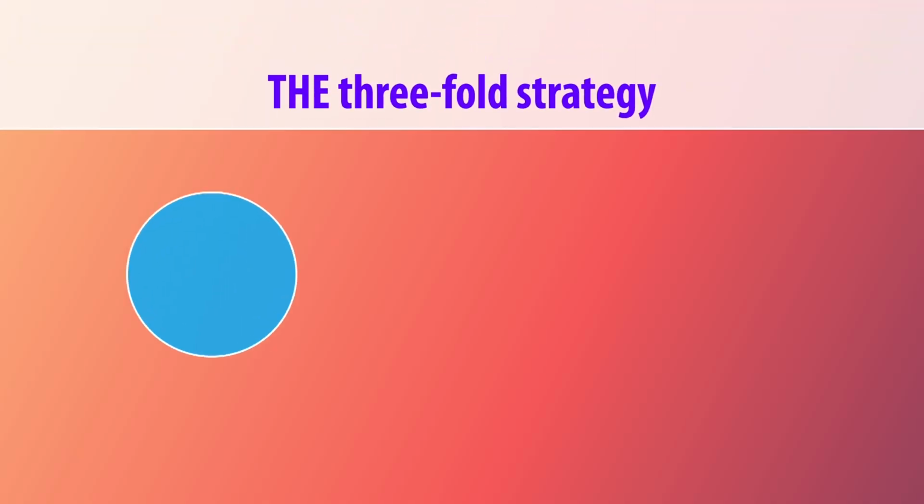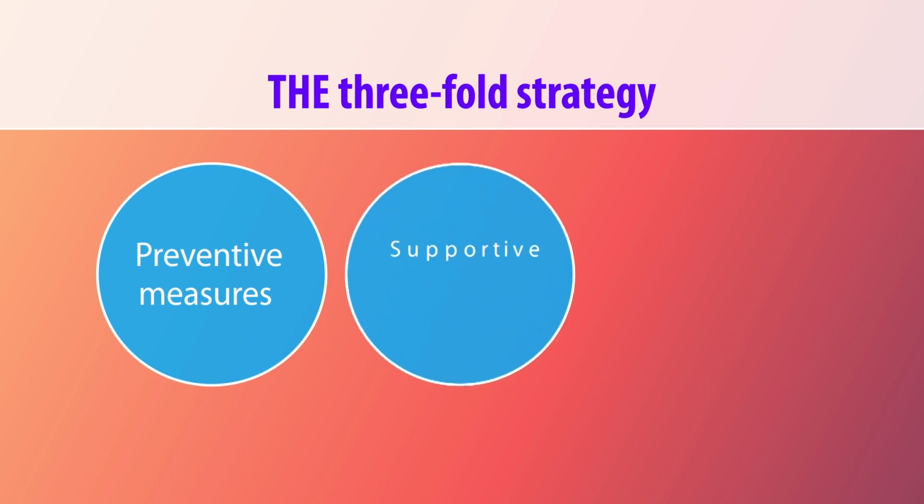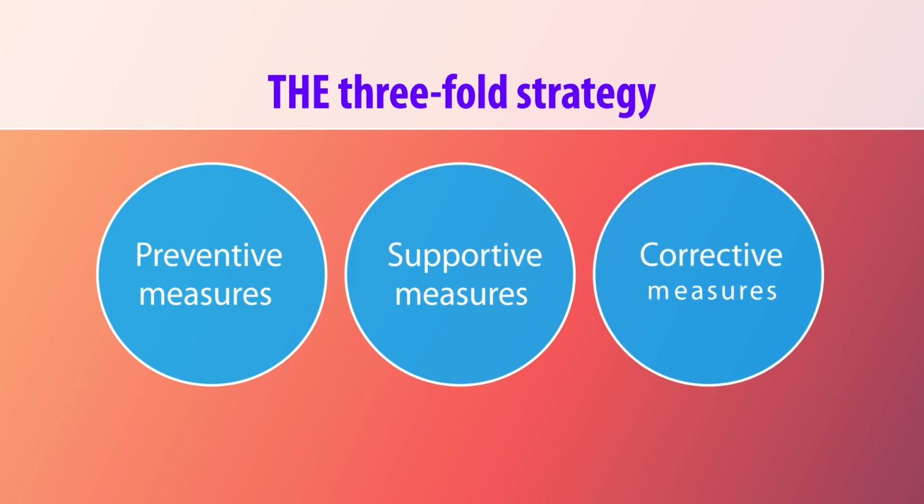What kind of measures do we adopt to resolve the behavioral problems? It is called a threefold strategy. There are certain measures called preventive measures, there are certain measures called supportive measures, and there are certain measures called corrective measures. Let us discuss all these measures one by one.